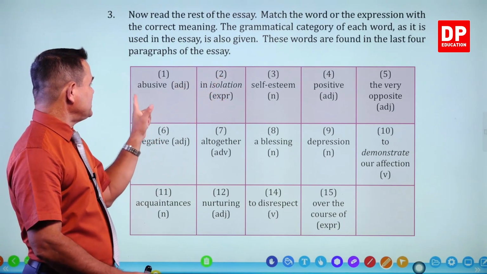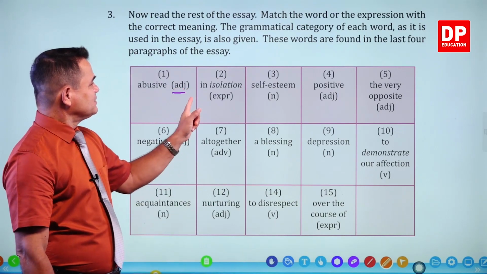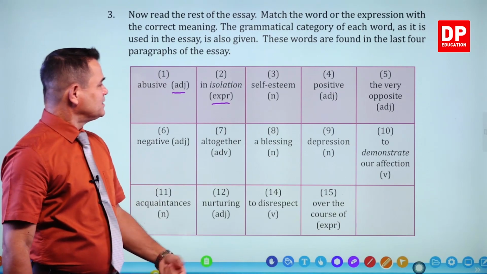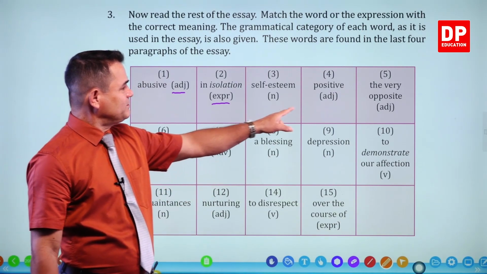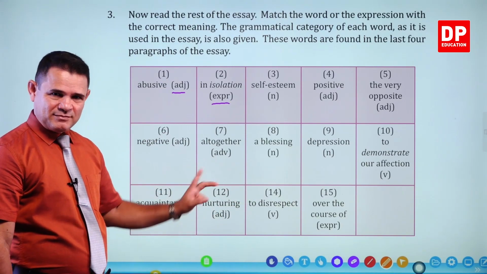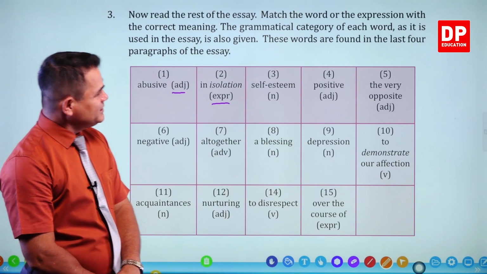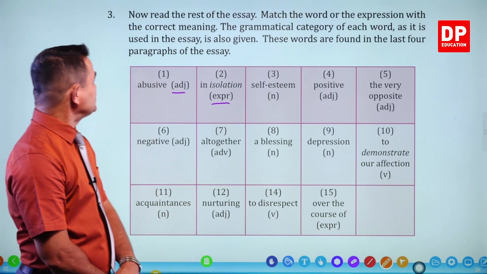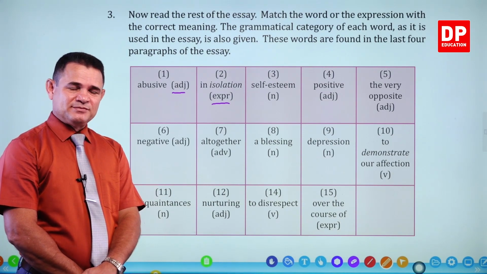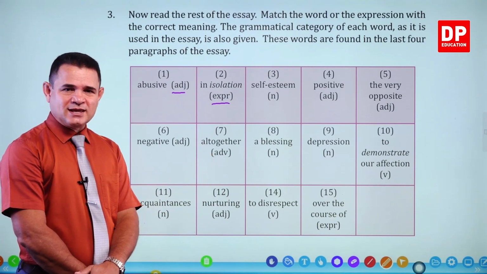For example here, abusive, what is it? It is an adjective. In isolation, it's an expression, right? So likewise it is given within brackets. ඒකත් මේ brackets අස්සේ දීලා තියෙනවා, අපි කලින් කතා කළා වගේම. And these words are found in the last 4 paragraphs of the essay. Last 4 paragraphs ටිකේ තමයි මේ වචන ටික තියෙන්නේ. එහෙනම් බලමු මේ වචන ටිකේ තේරුම මොනවද කියලා.